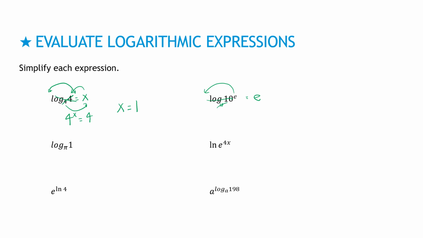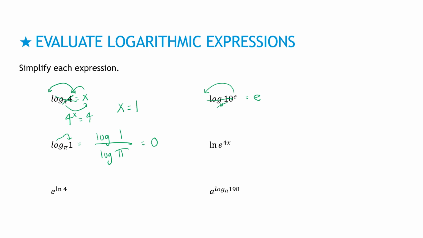Log base pi of 1, goodness, I mean, how do I even know? Because I can't really cancel that. So this one, I'm going to have to use change of base formula to do log of 1 divided by log of pi in my calculator. So remember, change of base says we can use a new base, in this case base 10, and I'm going to do log of 1 divided by log of pi. And in my calculator, I get 0. And again, that's because log of 1 is 0.